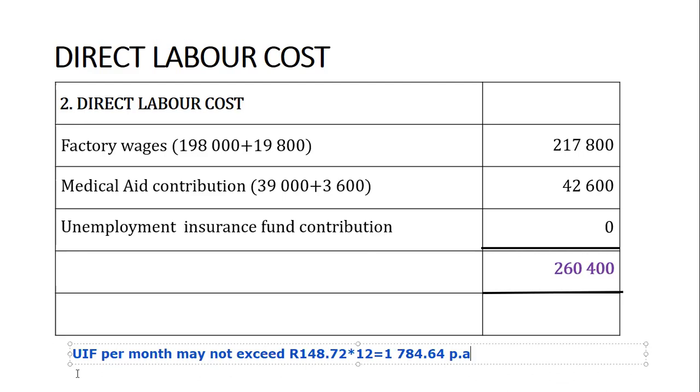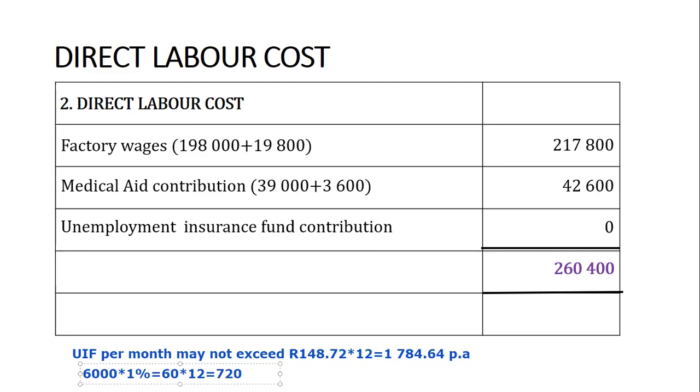Let's say UIF is 1% of 6,000 Rand. What is 1% of 6,000 Rand? 600? No, it's not 600. Isn't it 60? Yes, it is. So this will be 60. And 60 is way below that 148.72. So I'm just going to take this 60 and multiply it by 12. 60 multiplied by 12 will give you 720. So I'm just going to record it as 720 as it is.